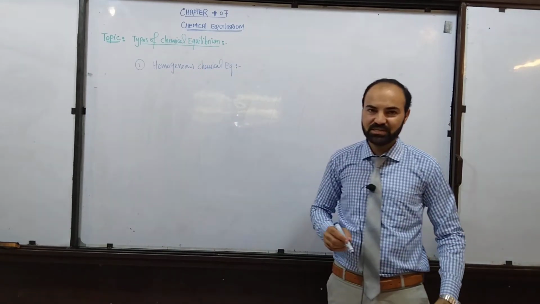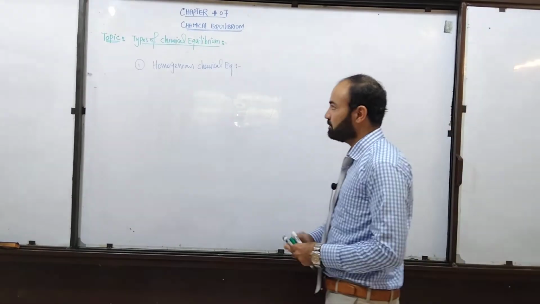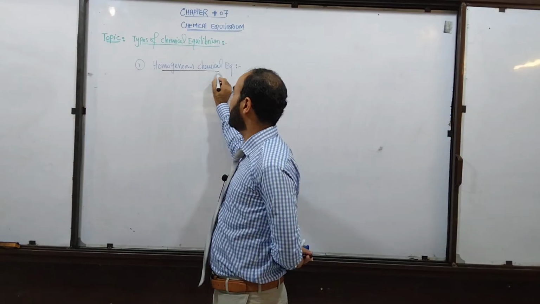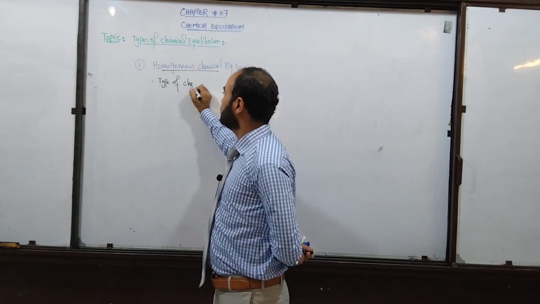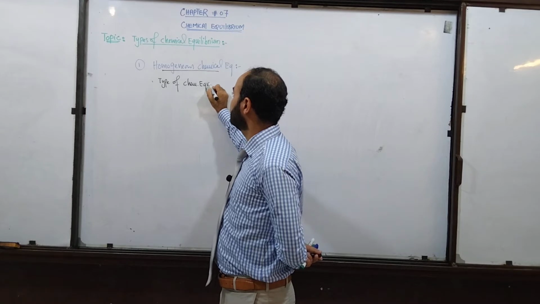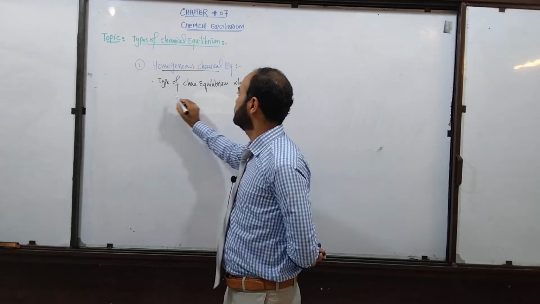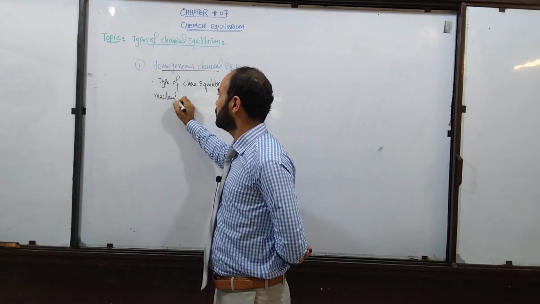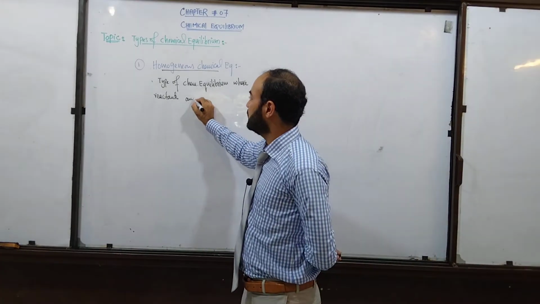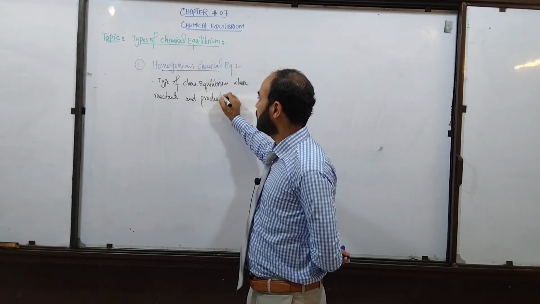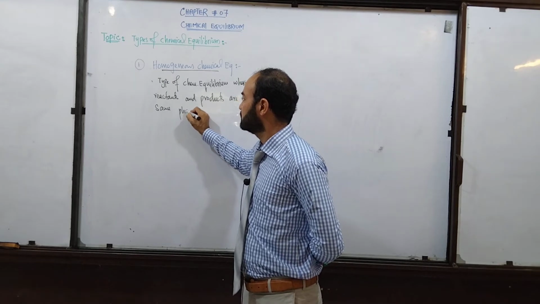Okay, what is homogeneous chemical equilibrium, dear students? Homogeneous chemical equilibrium is basically the type of chemical dynamic equilibrium where reactants and products are in the same phase. You know about reactants and products, we discussed it in lecture number 1. They are in the same phase.